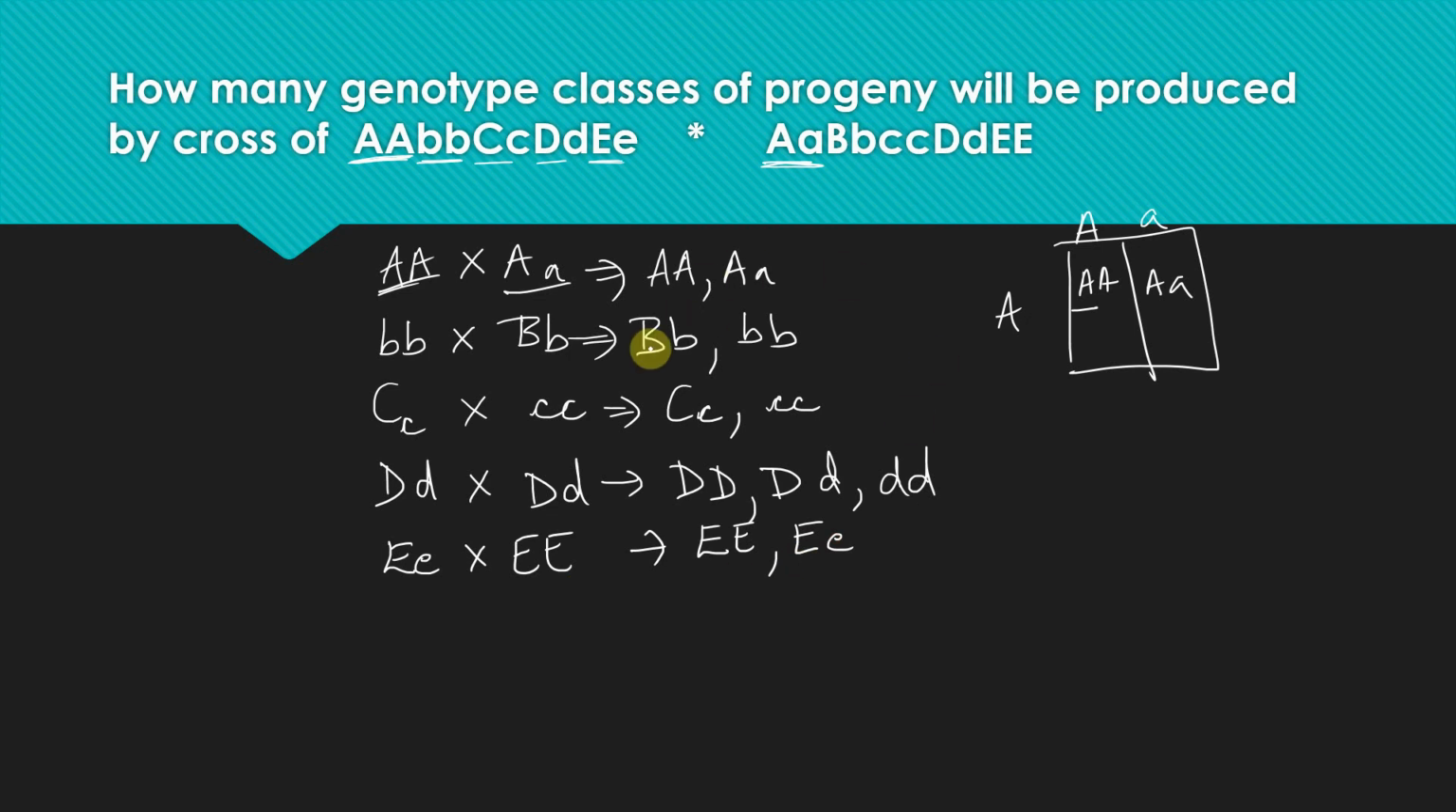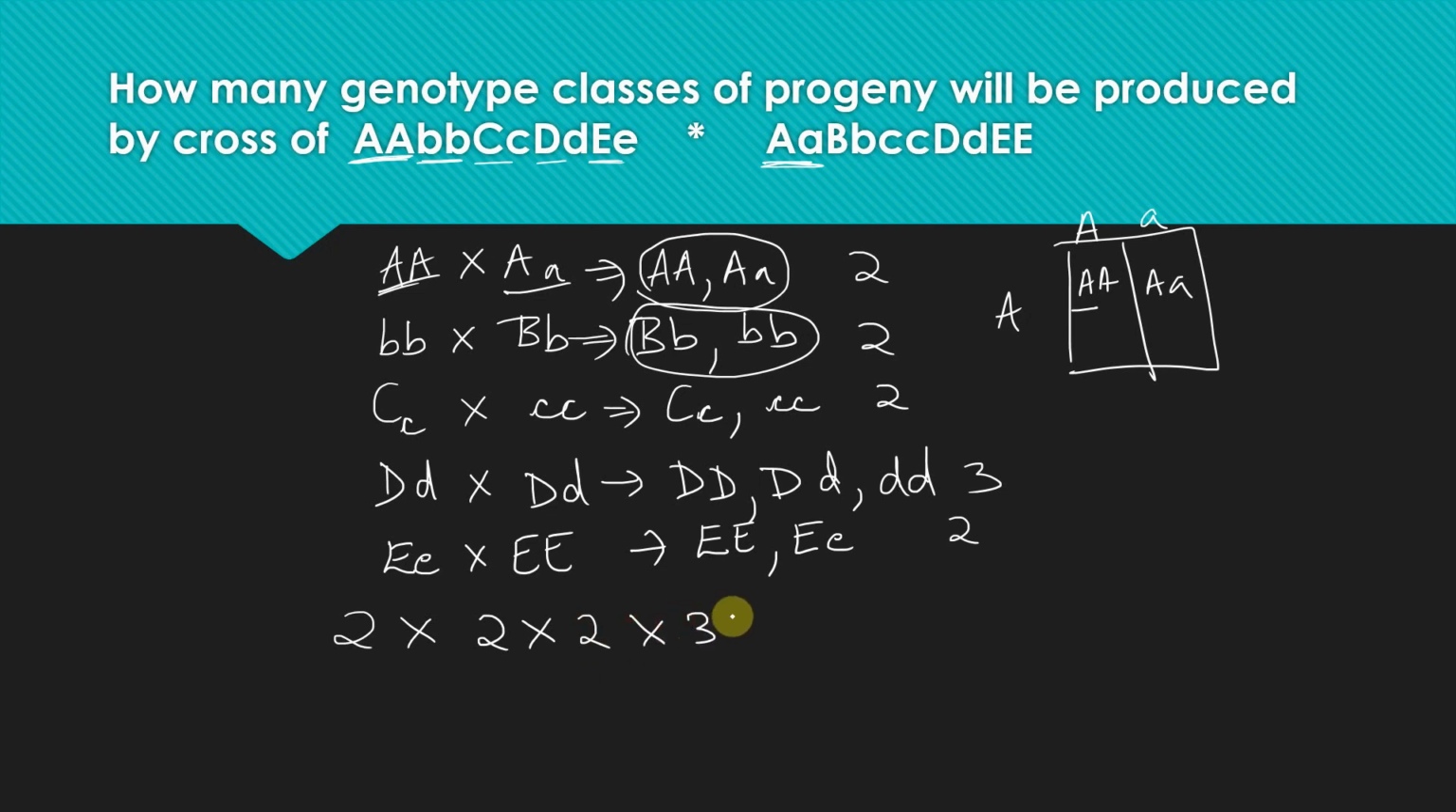Now the trick is that you need to see the number of progeny with different genotypes which you got from the individual allelic crosses. So here I got 2, here I got 2, here I got 2, in this I got 3, and here I got 2 again. So what I'm going to do is multiply all these numbers, 2 times 2 times 2, multiplied by 3 times 2, and find the multiplication result.